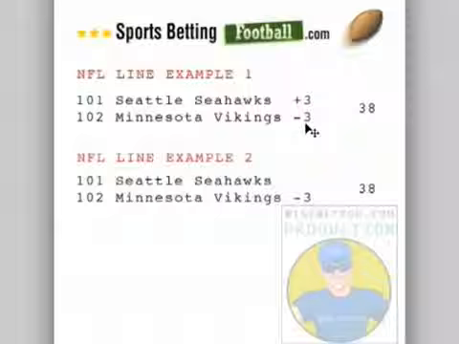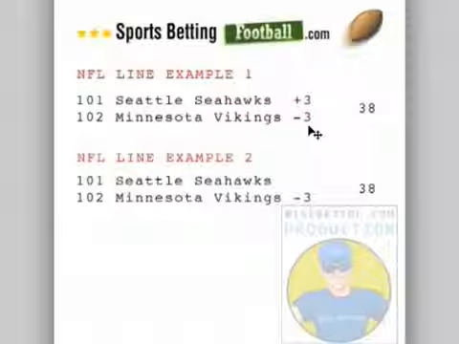Let's go over that real quick here. In order to win your bet, let's say you bet the Vikings -3. In order to win your bet, the Vikings would have to beat the Seahawks by more than 3 points. Listen to that for 1 second. More than 3. If the Vikings beat the Seahawks by 3, let's say it's a 10-7 final, that would be a push, which is a tie, which basically means you get your money back. So to win this bet, the Vikings would have to win by 4 or more, let's say a 10-6 final.